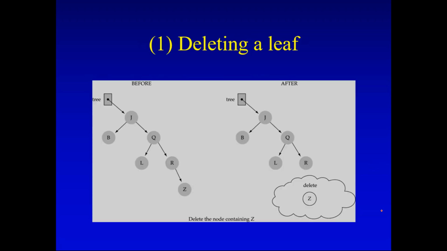Okay. First case, say this particular binary tree, assume you want to delete this node Z. If you see this Z, it does not have any child, not even a single child. It's a leaf node. So just delete it. Just remove the space allocated to it and make the right child of R point to null. That's all. Done. As a result, you get this particular tree.